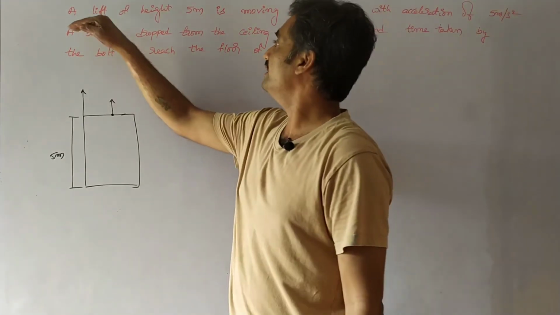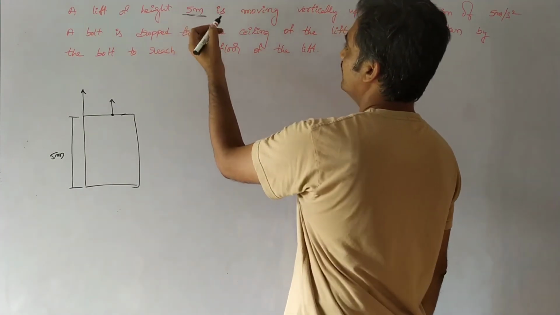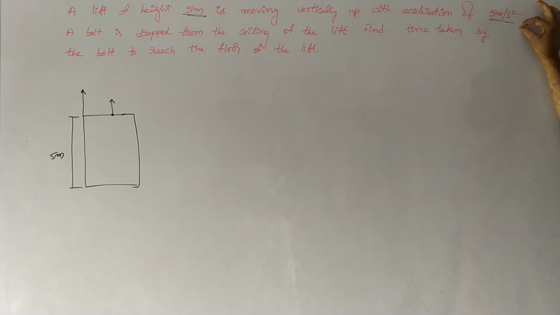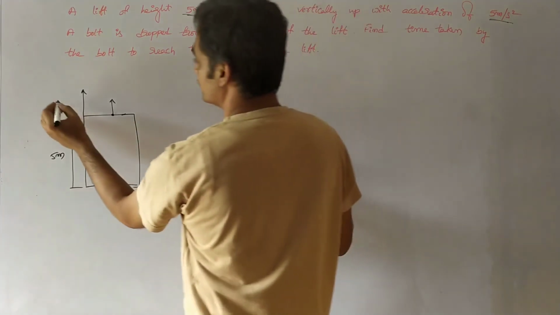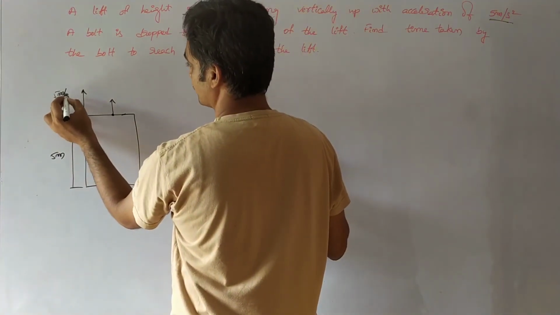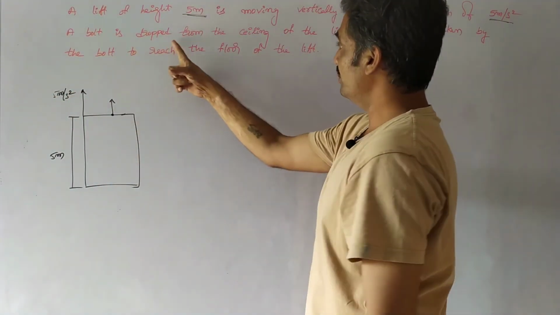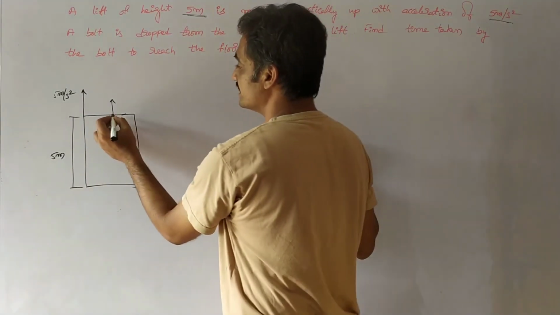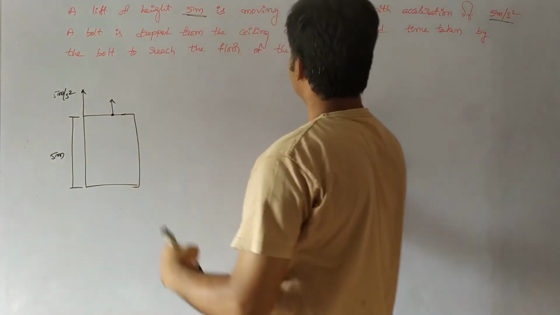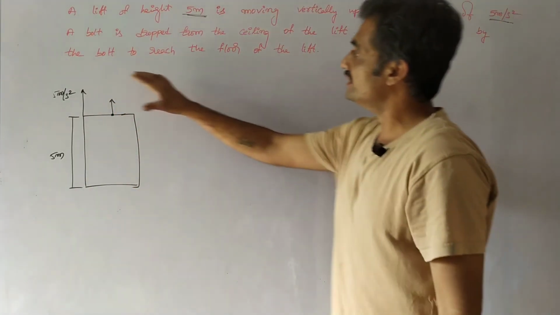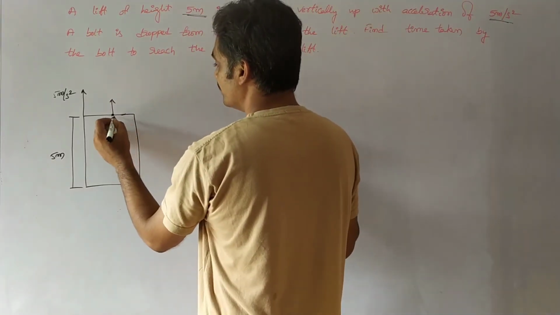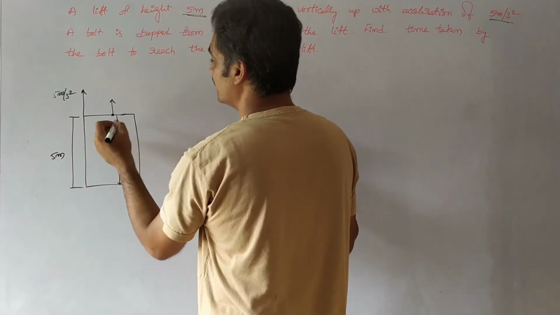The next problem: a lift of height 5 meters is moving vertically up with an acceleration of 5 meters per second square. A bolt is dropped from the ceiling of the lift. Here we consider it as a bolt that has been dropped from the ceiling. Find the time taken by the bolt to reach the floor of the lift. Now we have to find the time taken by the bolt to reach the floor of the lift.